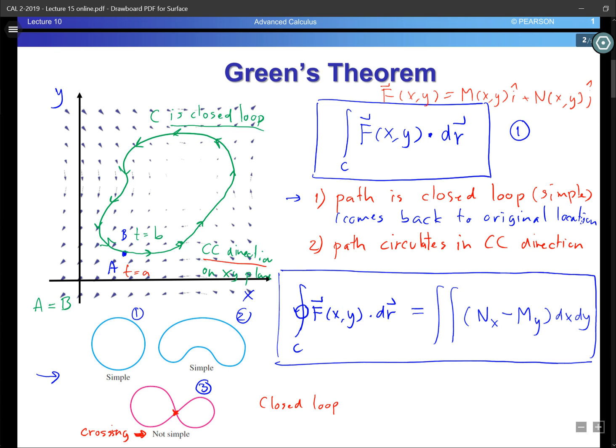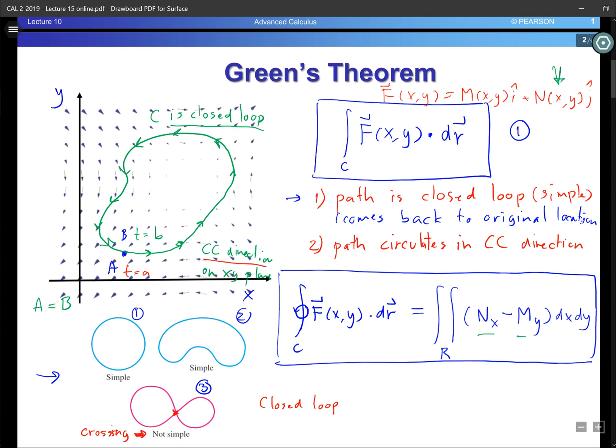Alright, so let's take a look at this formula again. So we have this nx right here. This is the partial derivative of this n component, the j component of the vector field, with respect to x, and this is the differentiation of m, the x component of the vector field, with respect to y. Alright, and we perform this double integration, and as you remember, double integration has to be performed on a domain region. So this has to have a domain region R.